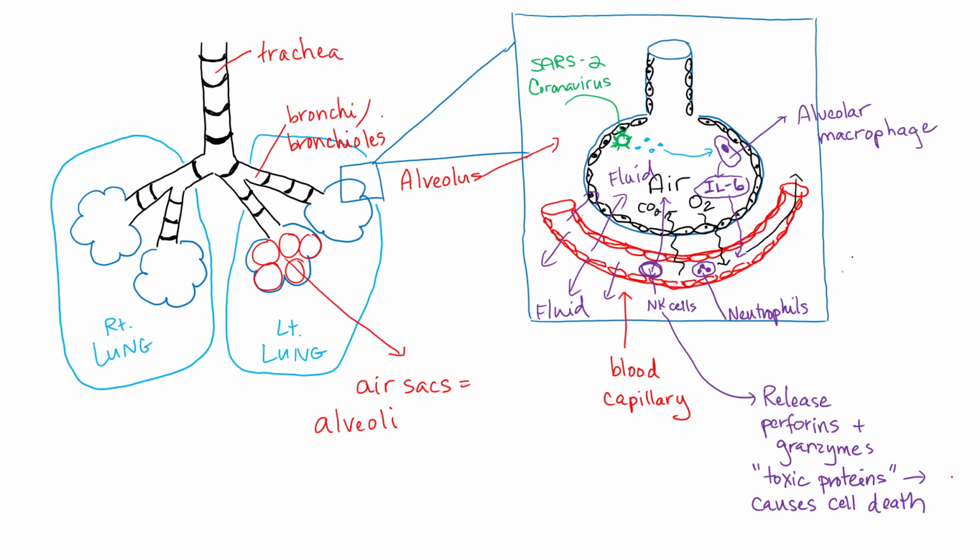And then what happens to the alveoli? The alveoli collapse. What they're seeing is that the alveoli just get completely destroyed. The consequence of this is that your alveoli are ruptured.